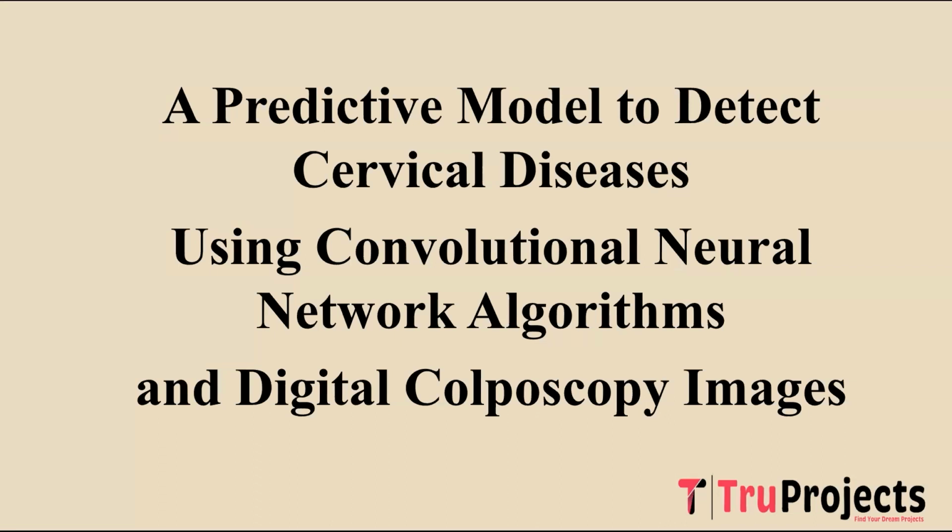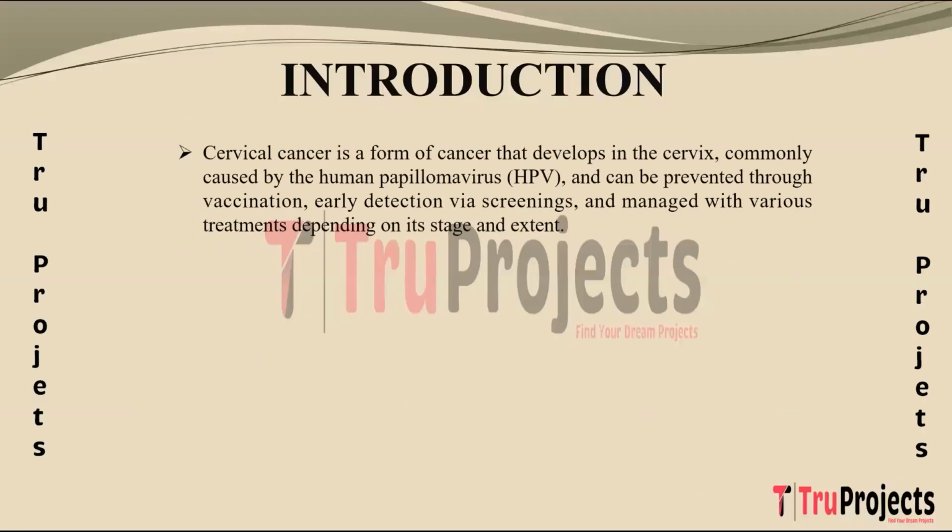In this video, we are going to explain the project titled A Predictive Model to Detect Cervical Diseases Using Convolutional Neural Network Algorithms and Digital Colposcopy Images. Introduction. Cervical cancer originates in the cervix and is often linked to HPV, human papilloma virus.